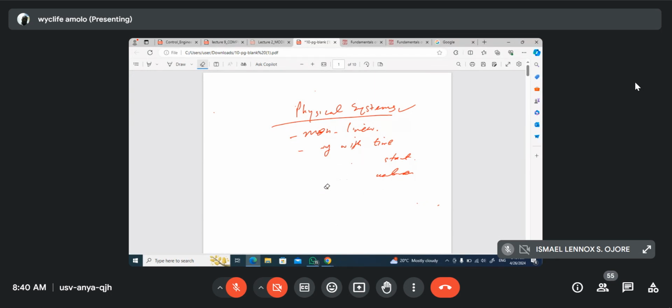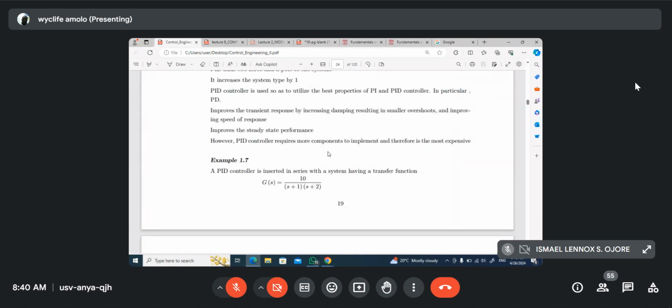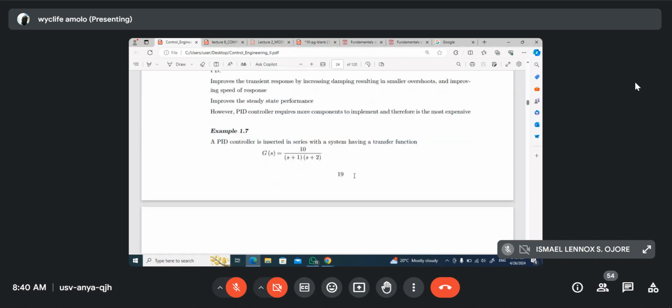You have done electrical measurement and units, and you see that conversion of units is very, very important. Otherwise, if you don't convert units, then you may not do much. So the PID controller is inserted in series with a system having this transfer function.